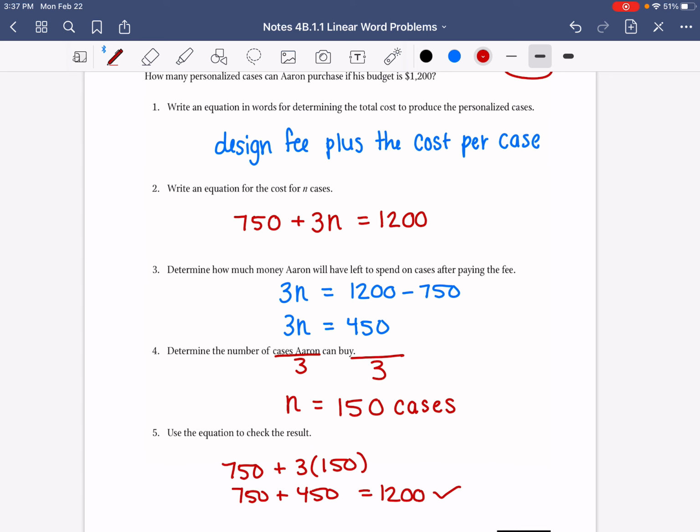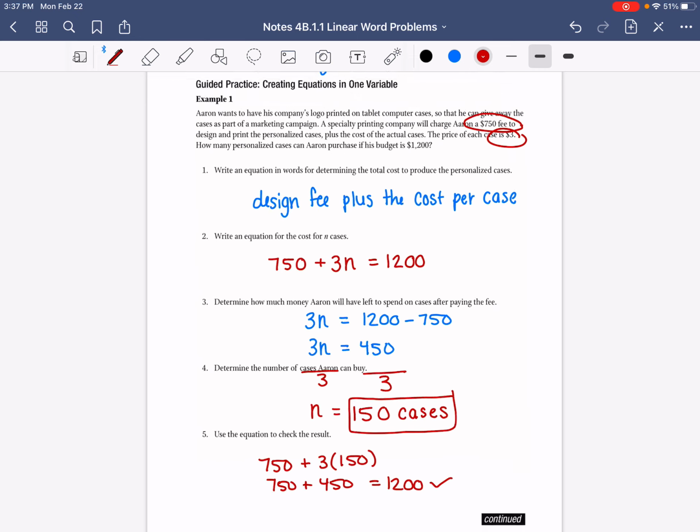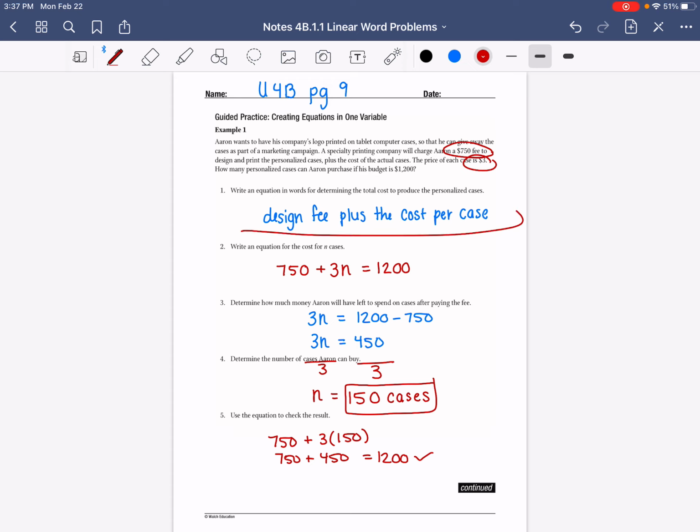Well, what was the question? Yeah, how many personalized cases can he purchase? He can purchase 150 of these little cases for his marketing campaign. So again, you don't always have to do this part, but it helps you. This is your design fee, that's your flat fee, and then the cost per case, that's like your slope.